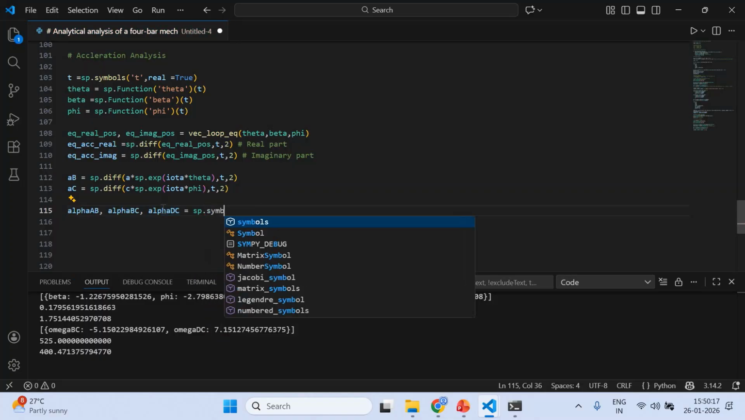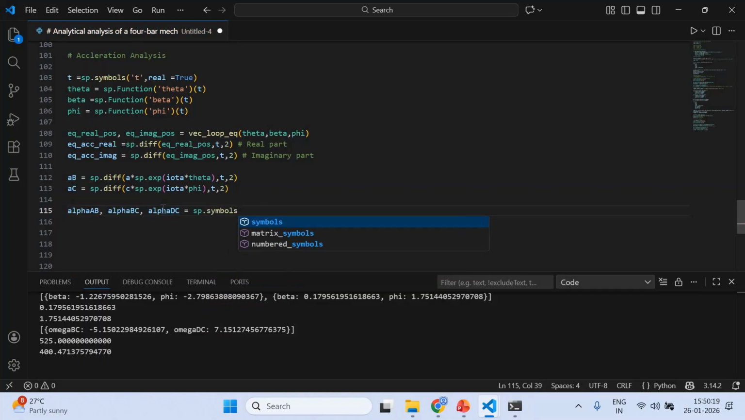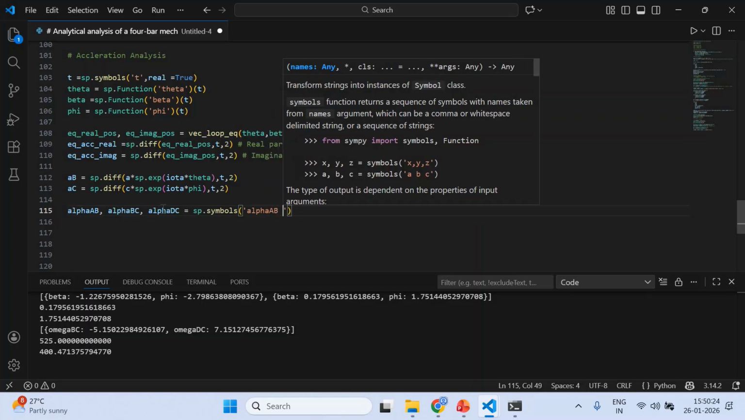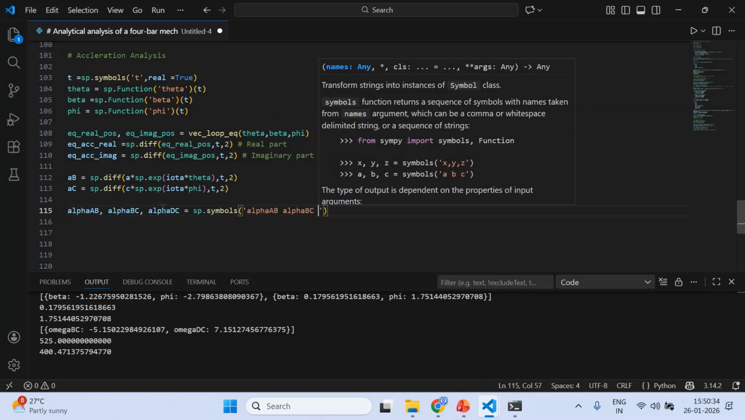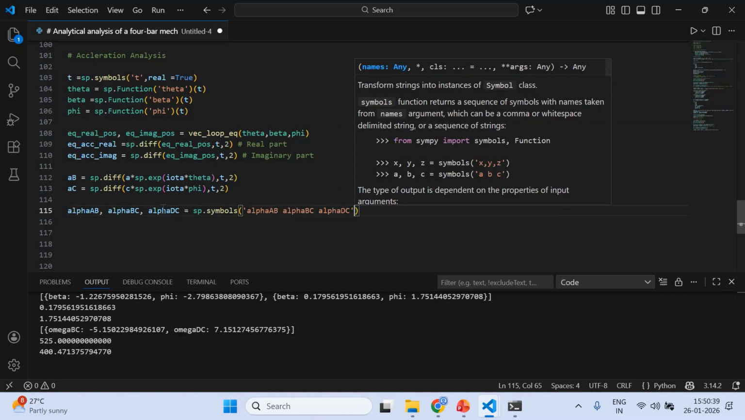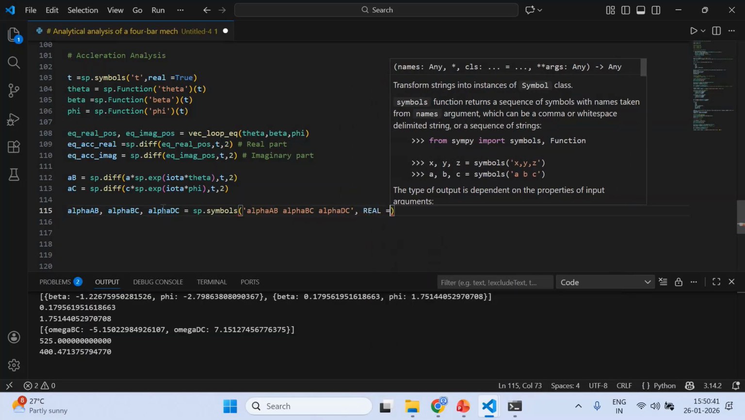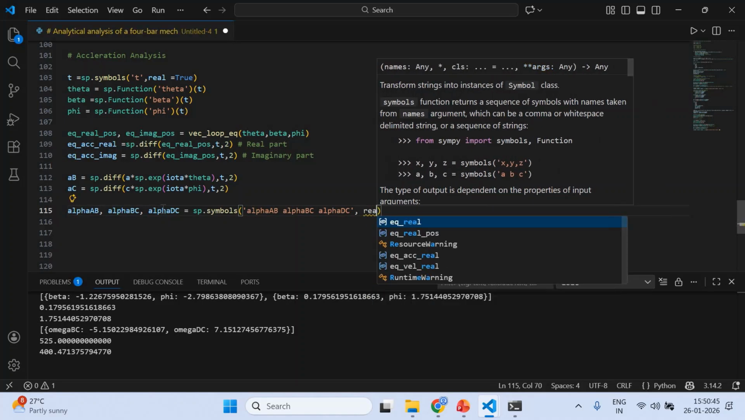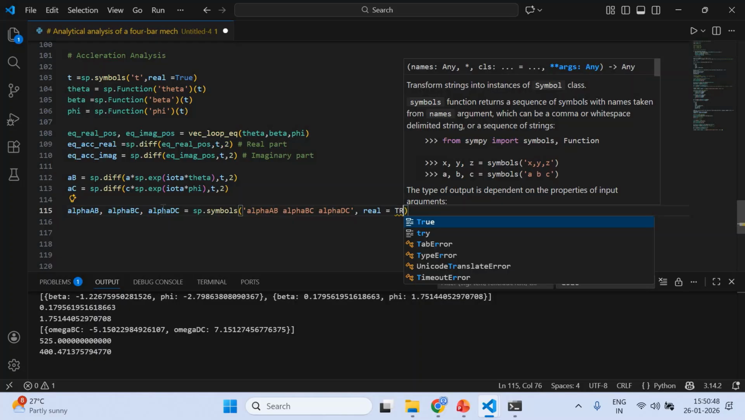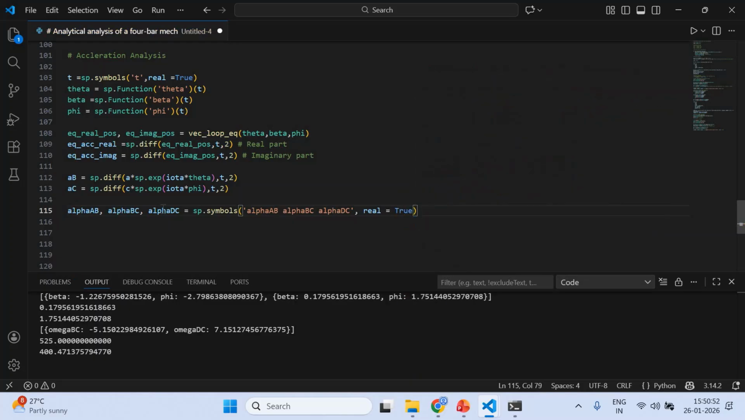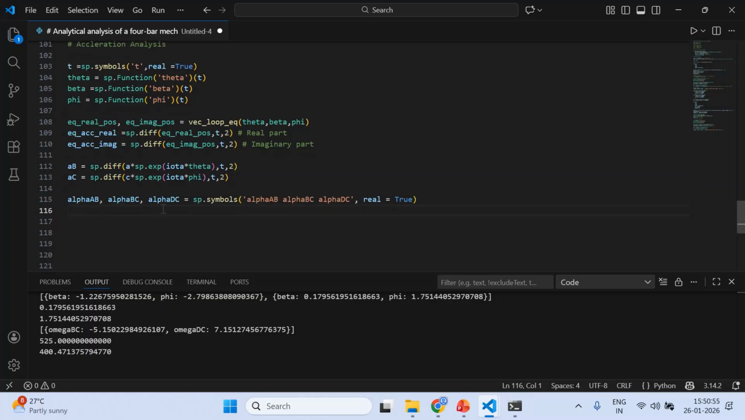So it is again sp dot symbols. Then in the bracket we have alpha AB, then alpha BC and then alpha DC. So put these three into inverted commas and then again I am defining that all these are real numbers. This is just a precaution so that it doesn't read all these symbols as imaginary values. So it's important to define that all these are real numbers.